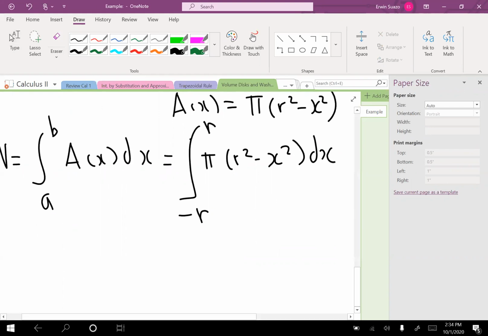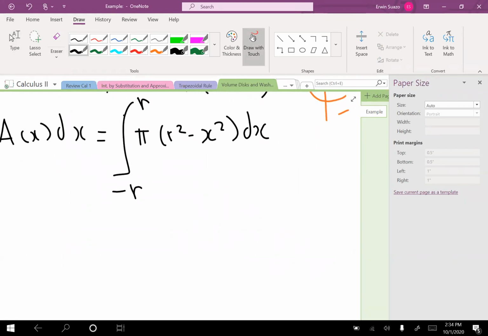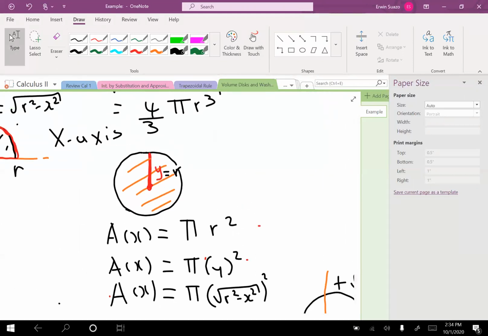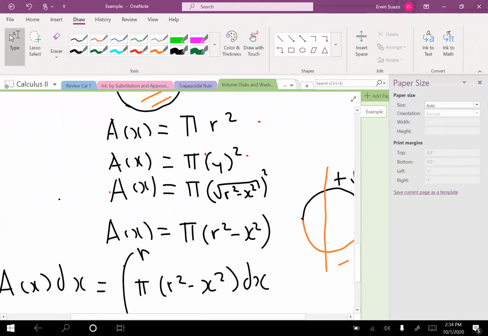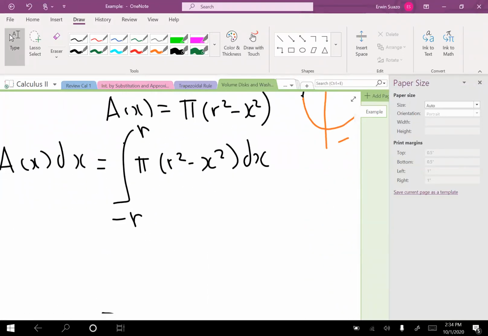So please find this integral. As we said, it needs to give you 4/3 pi r cubed. That's what you need to get. So let's do 4 minutes, or maybe 3 minutes. So 3 minutes for you to find this integral. Go ahead.